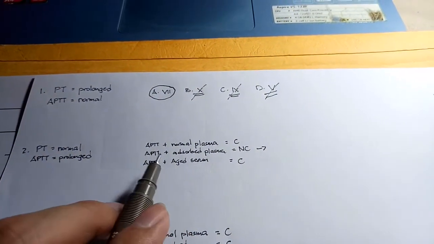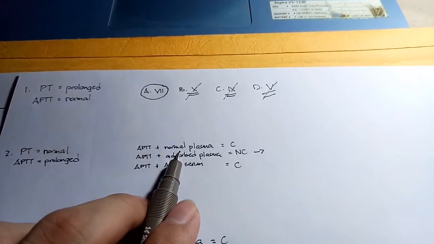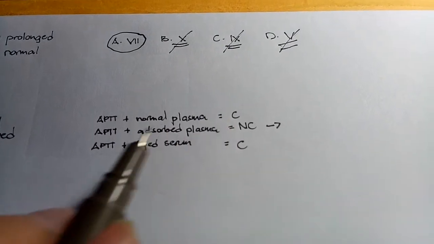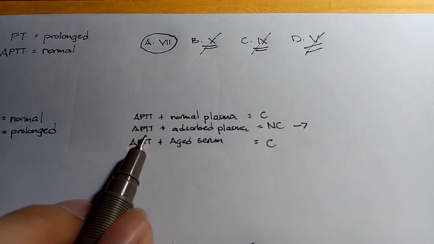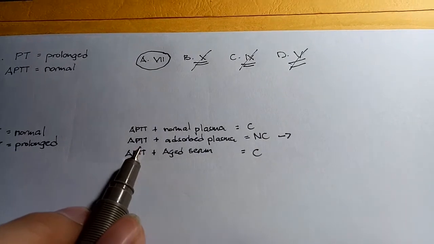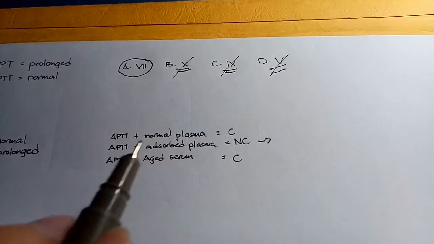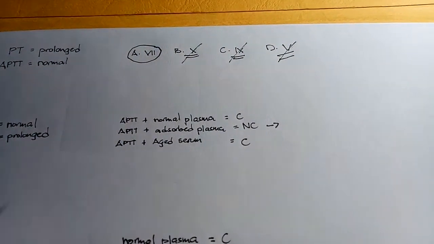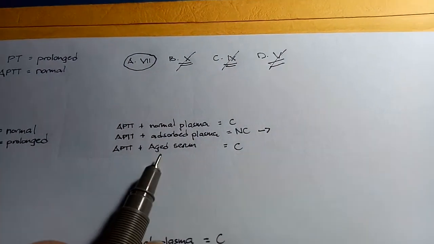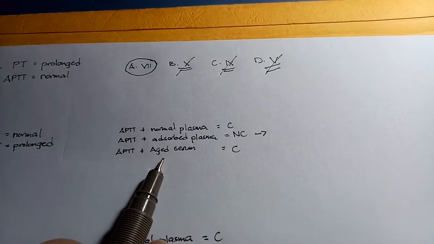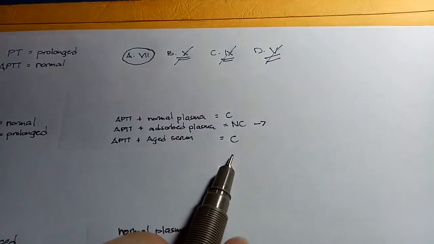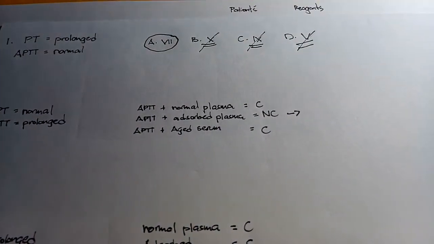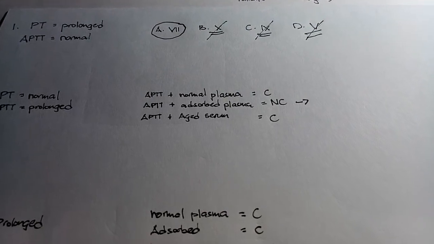Okay? So, when the APTT is mixed with normal plasma, ang binigay na result is corrected. When the APTT pinerform, minix sa adsorbed plasma, not corrected. Not corrected. Next, APTT pinerform gamit ang age serum. Okay? Minix na ang age serum tsaka yung patient's plasma. Corrected siya. So, ayan na yung mga given natin.